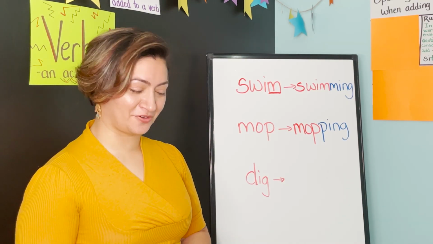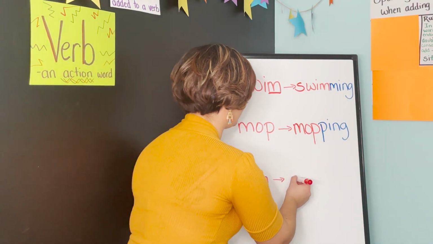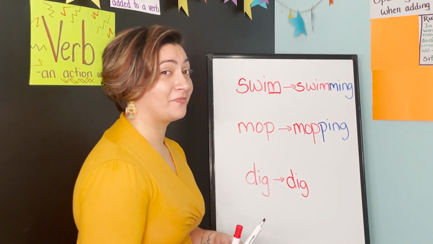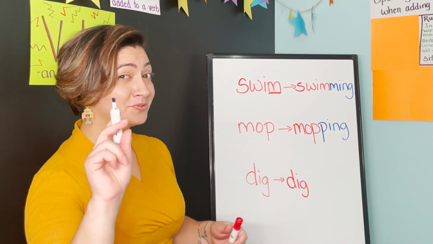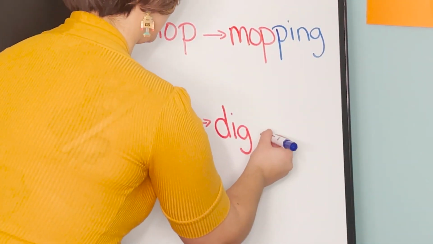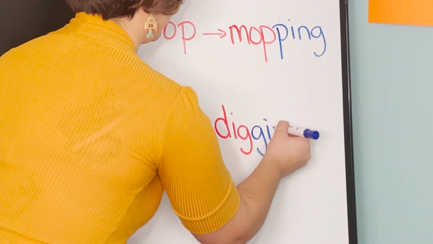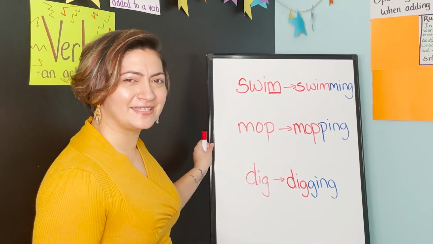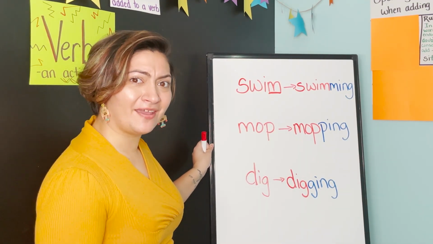All right, let's check your work. So we have CVC, so I know I'm going to still write the word dig, but before I can add ing, I'm going to double that last consonant and then add ing. The dog is digging holes in the backyard.